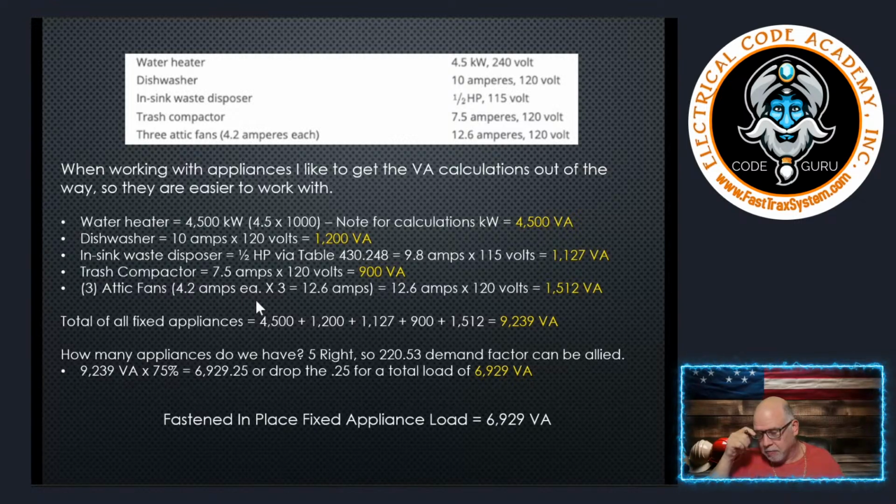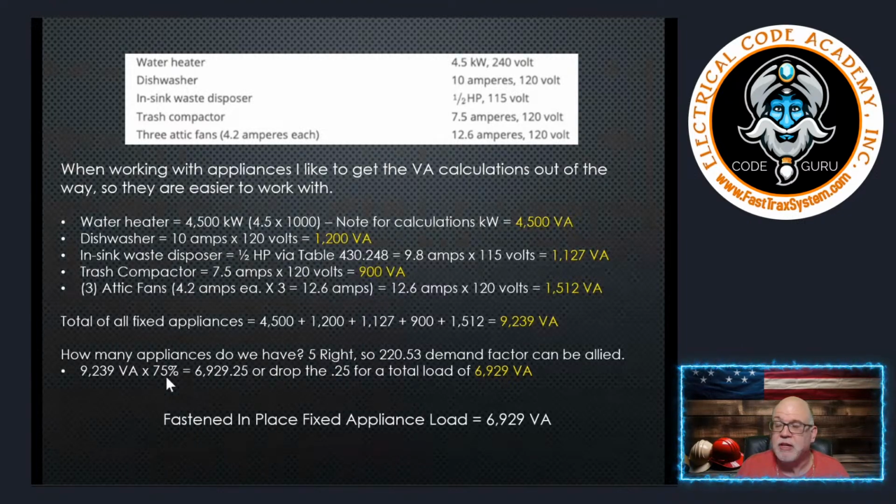Now, remember, if you only had 3 or 2 or 1, then you're not going to apply any demands. You just put the total amount here, and that's what's going to transfer over to your calculation. But we obviously have 4 or more. So now I'm going to apply the 75% to that. So I take that 9,239 and I multiply that by 75%, or 0.75 if you're using a calculator and you don't want to use percentages, then you can use it.